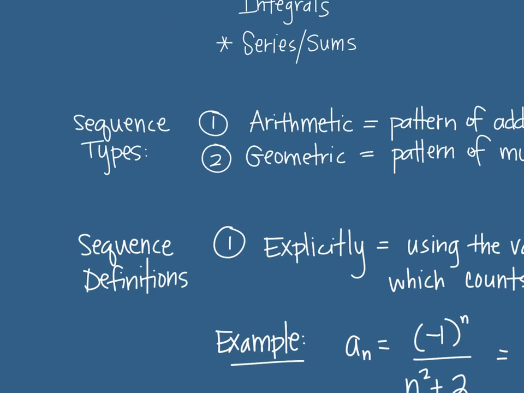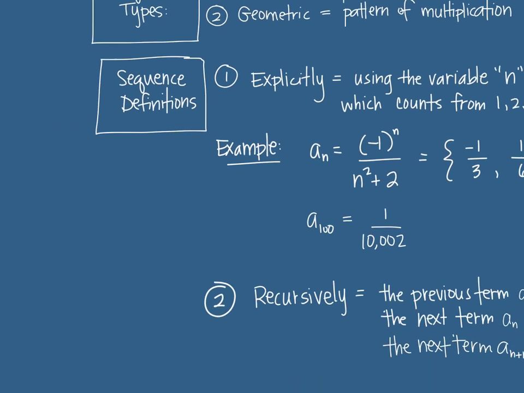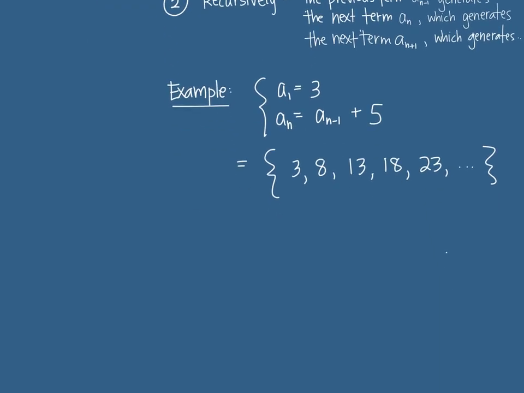So we've talked about sequence types, arithmetic or geometric. We've talked about sequence definitions, explicit versus recursive. And now we need to talk about sequence graphs. Again, all of this should theoretically be review, but you haven't done it since Ham probably. Maybe even Algebra 2.